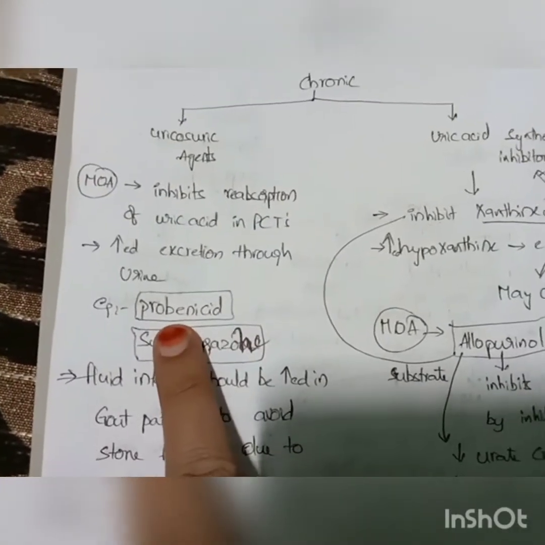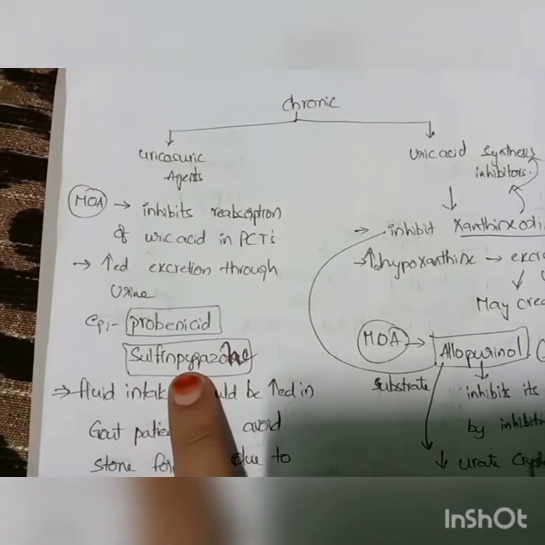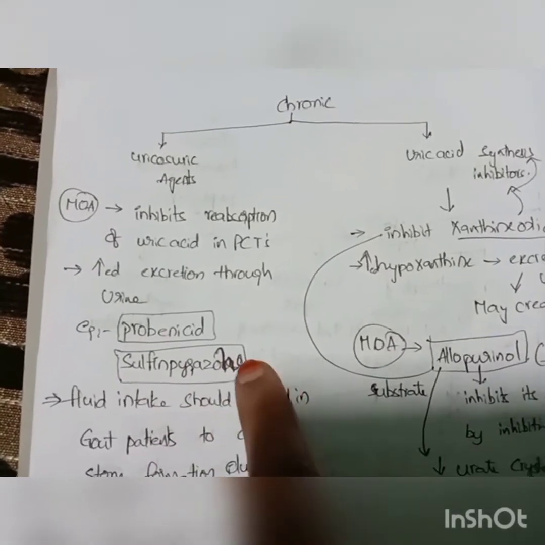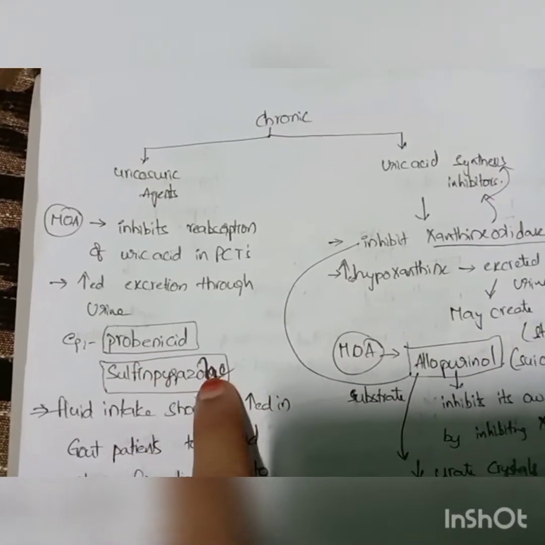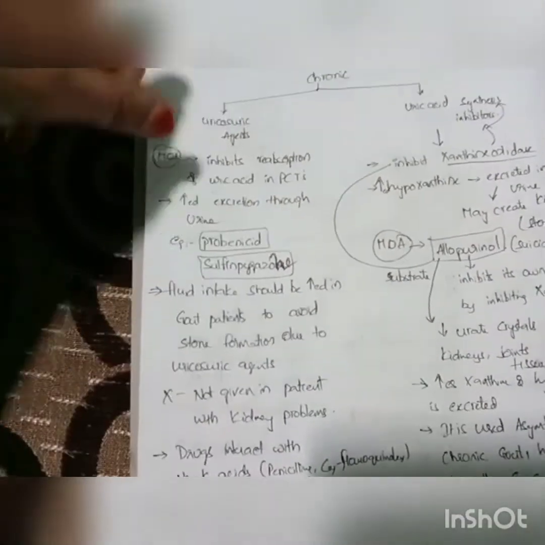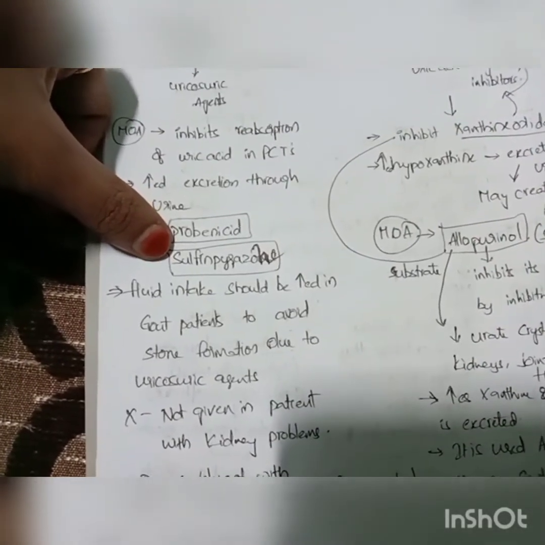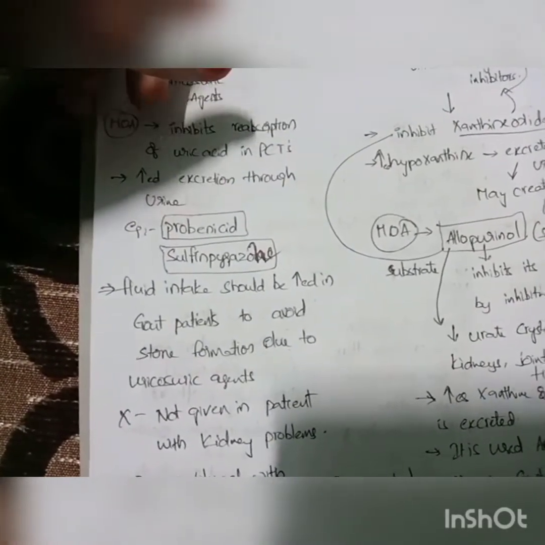Some examples are probenecid and sulfinpyrazone. In patients who are taking these uricosuric agents, fluid intake should be increased.